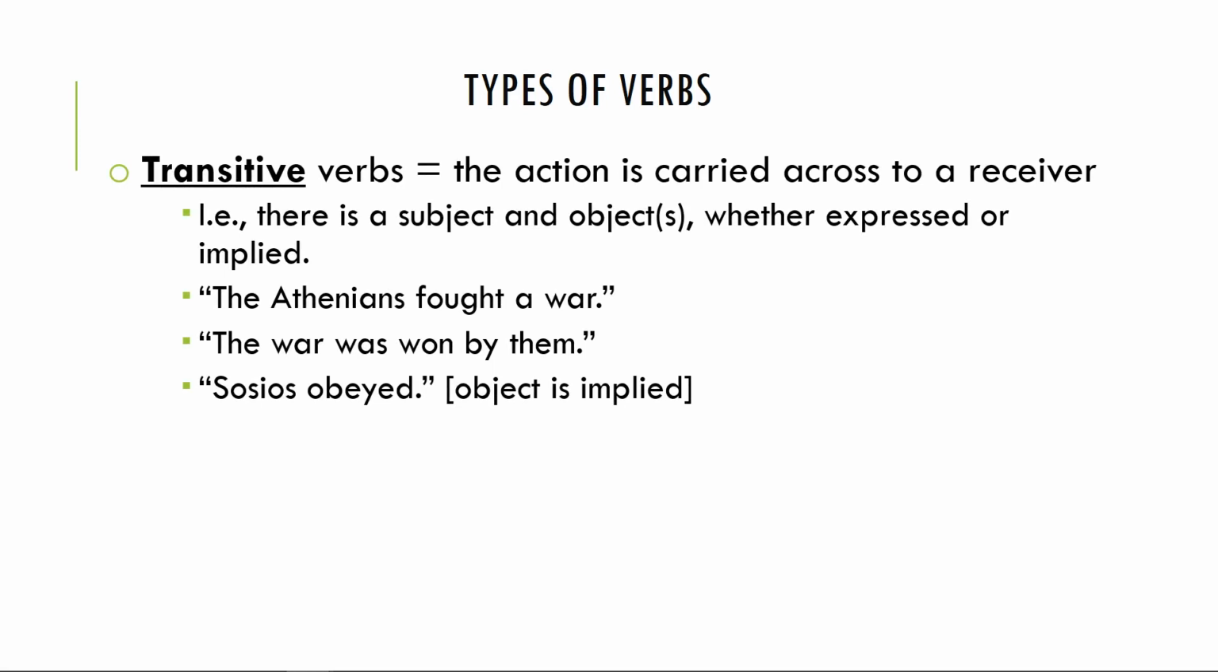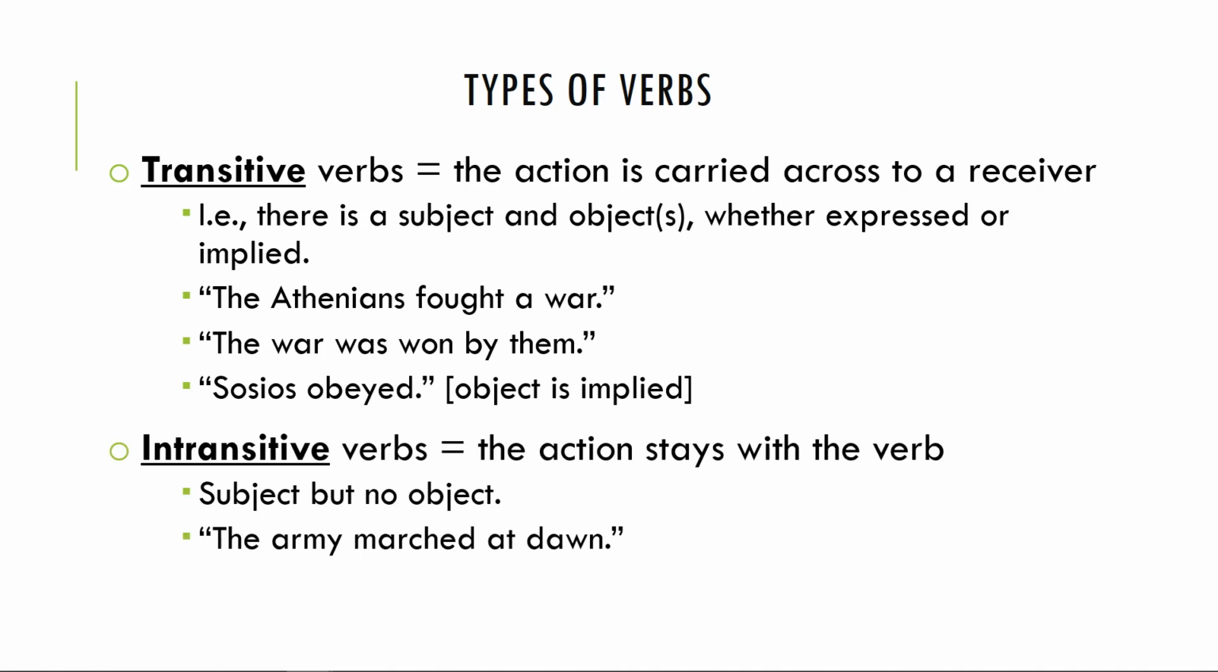Sosius obeyed has an object because it doesn't make sense otherwise. You don't obey in a vacuum. You have to be obeying something. So the object there is implied, but it's still there. It's got to be there. The verb is not complete without whatever it is he's obeying, right? Intransitive verbs don't need an object. It's essentially a subject but no object. So the army marched. That's complete. We don't need to say anything else to make that make sense.